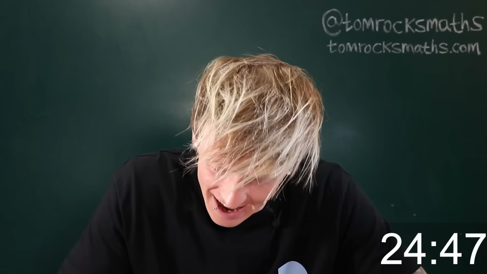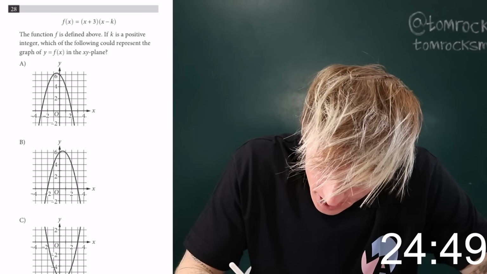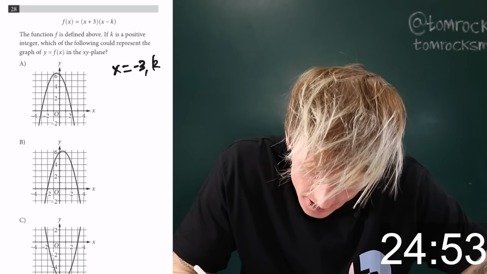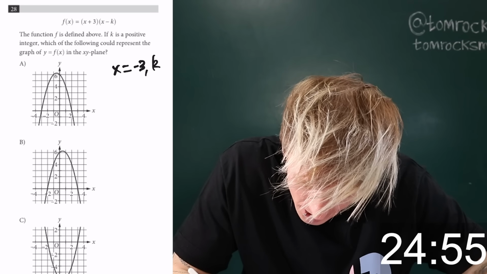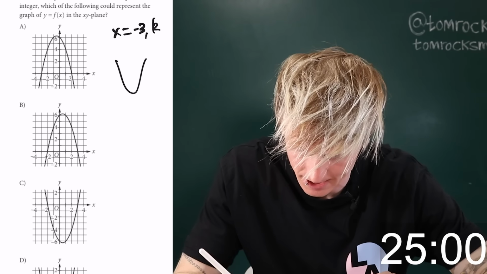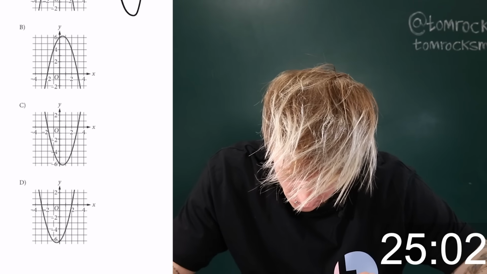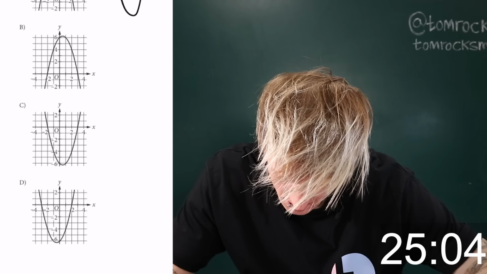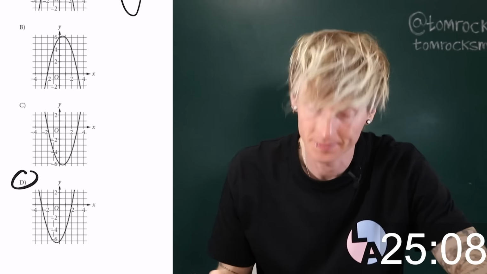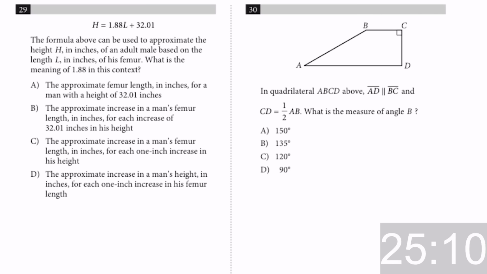28. Okay, the function inside of this, so we know that x is minus 3 and k are the intercepts on that x-axis. Could represent the graph, and it's a positive x squared, so it's a quadratic like that. Great. So not the first two. X has to go through minus 3, which that one doesn't, so it has to be D. Wicked. It's D. Okay. Question 29.